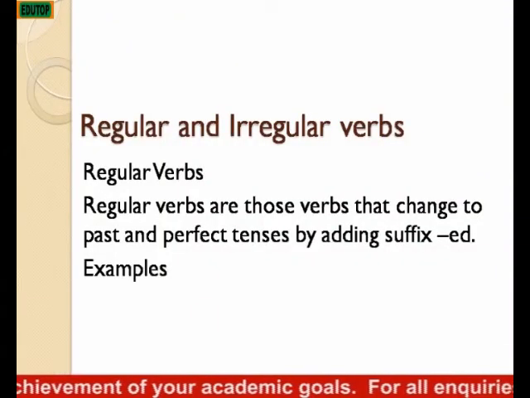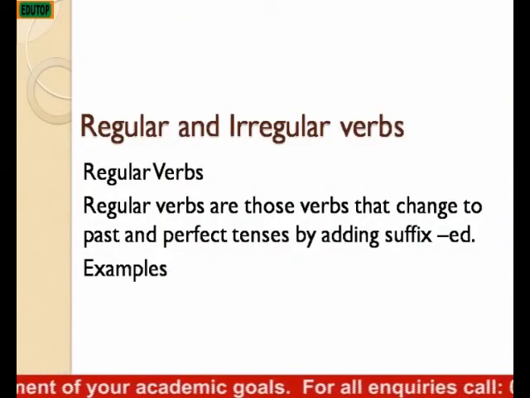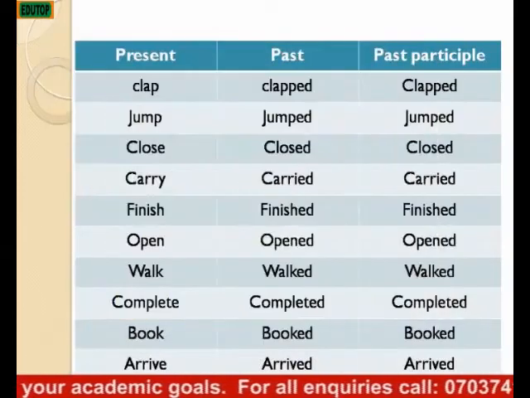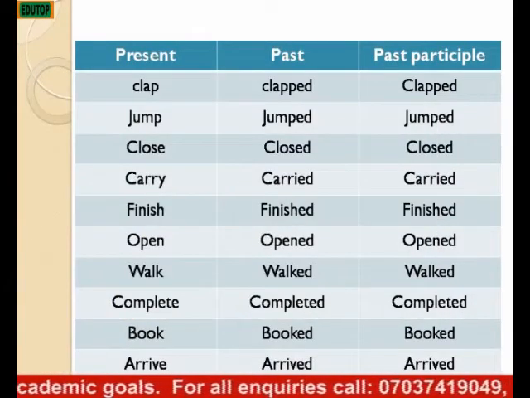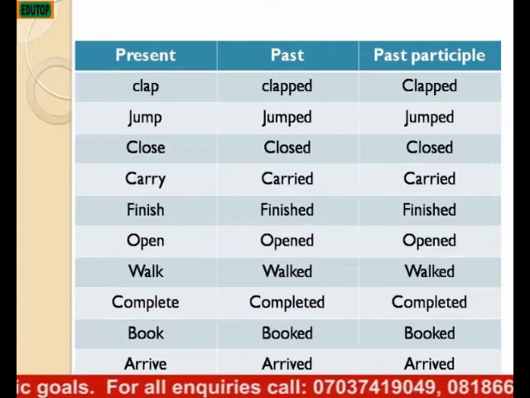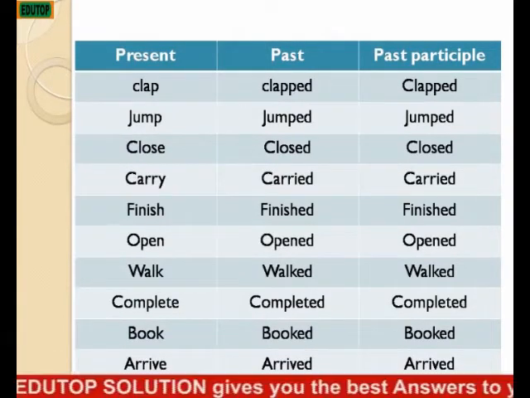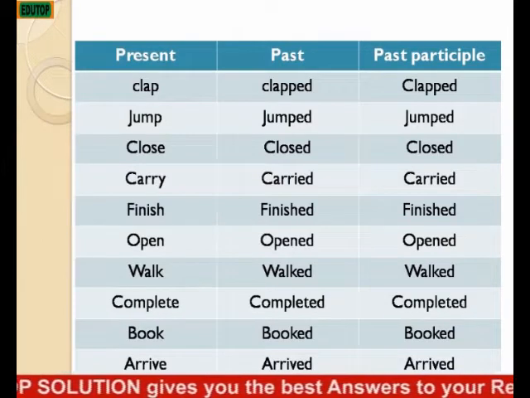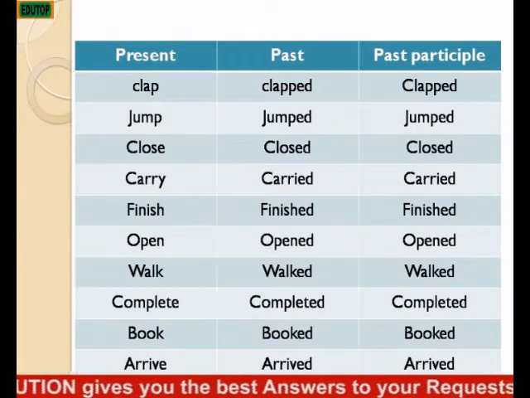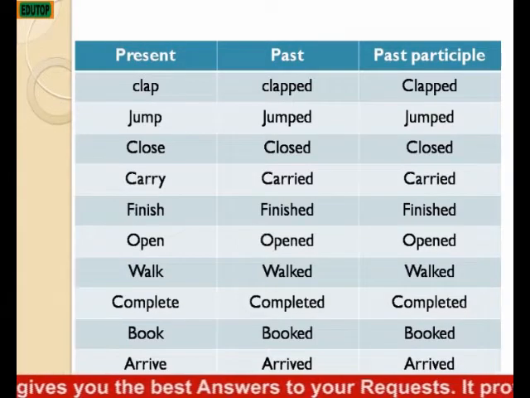perfect tenses. Let's consider some of these examples. There are 3 columns here. We have the first column indicating the present, the second one indicating past, and the third indicating past participle. Now let's go. Clap, clapped, clapped.